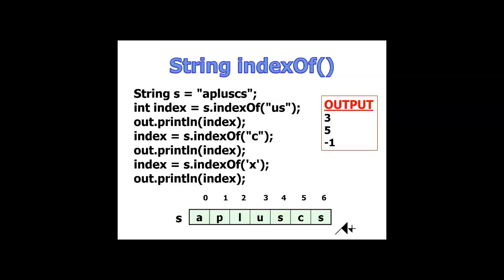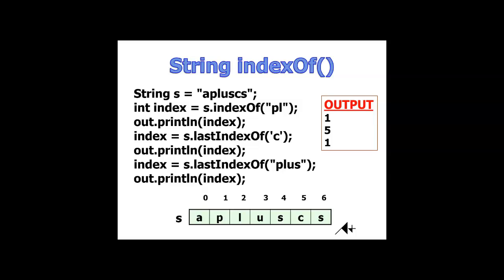In the next example, I'm looking for C. So it's going to start at 0, scan along. It's going to find the first occurrence of C at position 5. And then lastly, I'm going to search for X. There is no X inside of my string, so it's going to return -1. So index of, last index of, anytime you're searching for something and it isn't there, it's going to return back -1.